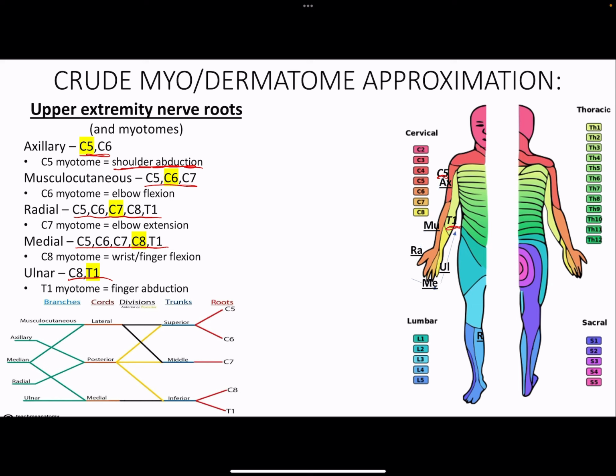Musculocutaneous, I think of this for C6 because the C6 myotome is associated with elbow flexion, right? We have the biceps and the brachialis. Radial is C7. We're looking at elbow extension. Well, that's, of course, the triceps. We're then looking at the median nerve. I don't know why I keep saying medial, median nerve. I was looking at things like wrist and finger flexion, which is going to be because the median nerve innervates the anterior compartment. And then the ulnar nerve is going to be associated with T1, which is finger abduction.